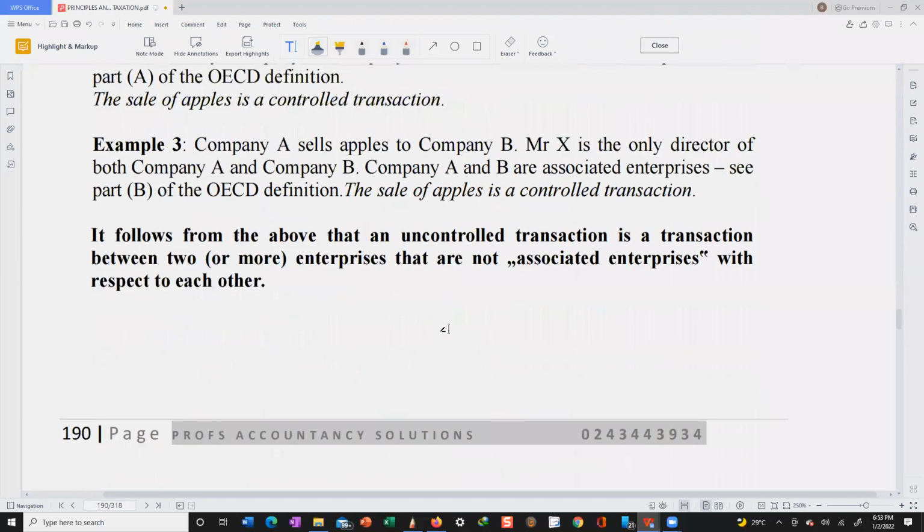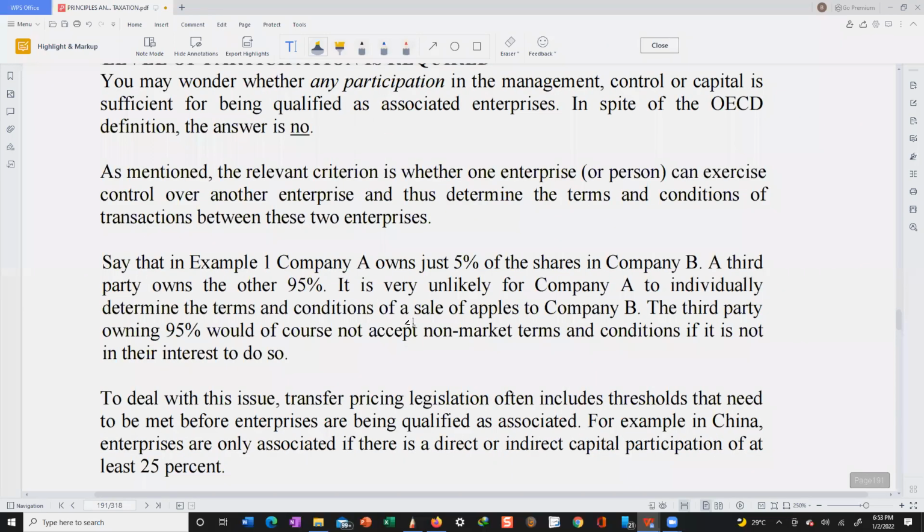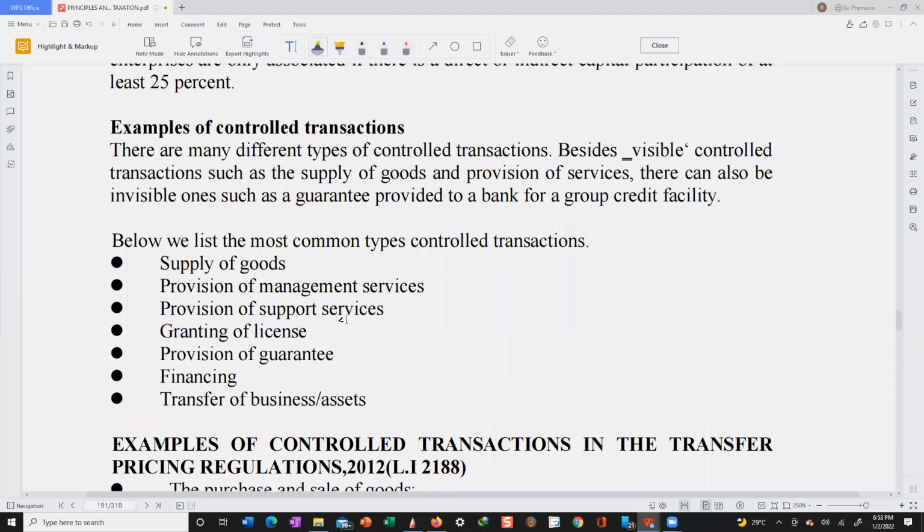So we are going to take solid questions, past questions, to identify whether we have controlled transactions or not. But common examples of controlled transactions from our transfer pricing regulations include supply of goods, provision of management services, provision of support services, granting of license, provision of guarantees, financing, transfer of business assets. Now look at something. All these transactions we are seeing here, independent parties can also offer them. But the only thing that will make it controlled is where it is between two or more what? Associated enterprises. That is when these transactions become controlled.